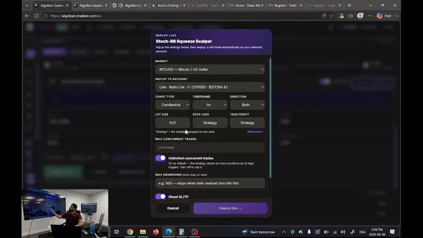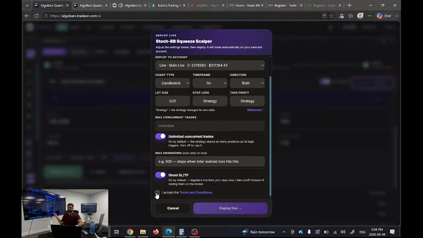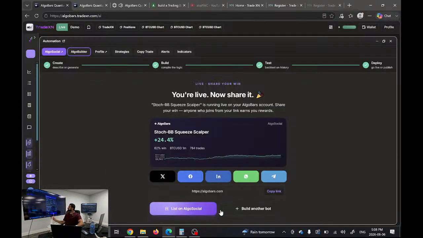Now I can just select my account. I can change the settings if I want, but it just uses the strategy settings. And then all I need to do is click this checkbox and I click deploy live. When I click deploy live, check this out. My strategy is now live. It is now going to start taking these trades automatically on my account. This literally took like 60 seconds to do.